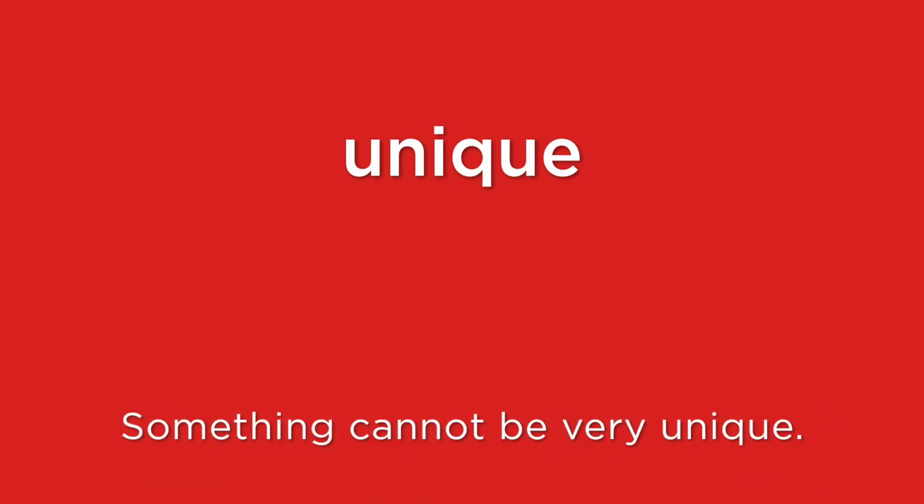Unique. Unique is what we call an absolute adjective, which means there are no varying forms. It means one of a kind. So something can't be very unique, can't be so unique, can't be kind of unique.